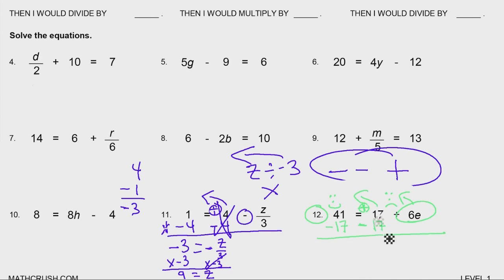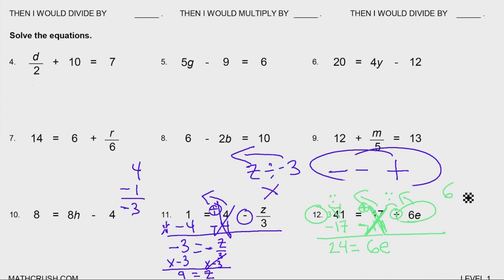The 17s cancel each other out, so we're left with 6e. And there is a positive there, but we don't need to worry about that. Equals 41 minus 17. Well, we're going to have to borrow from the 4. It becomes a 3. The 1 becomes 11. 11 minus 7 is 4. 3 minus 1 is 2. We're left with 24 equals 6e.